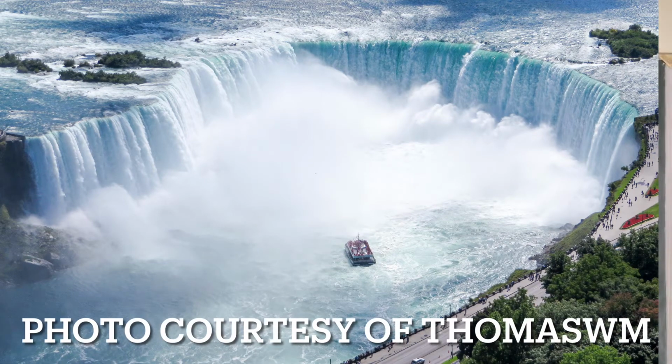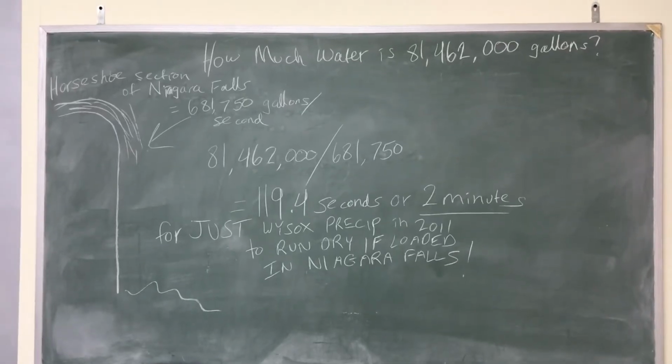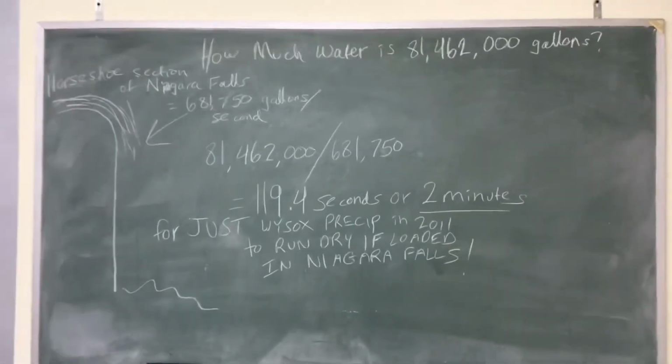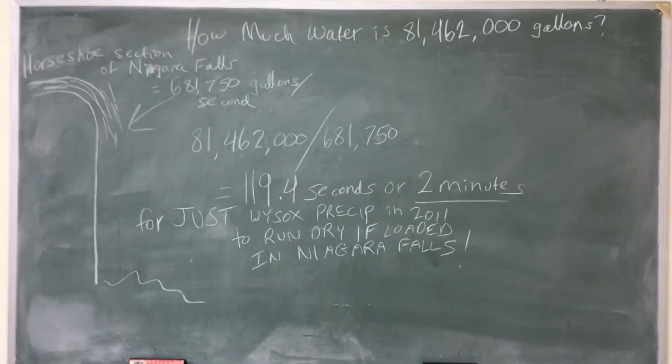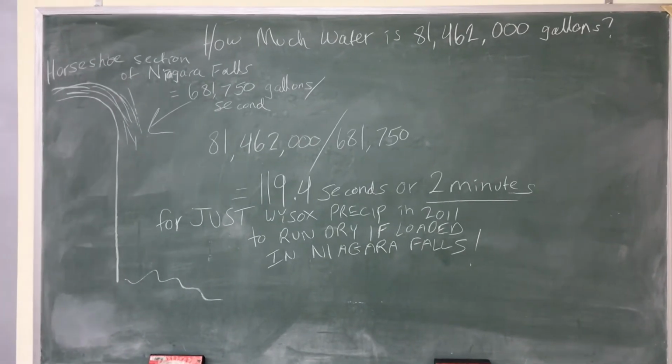If you look at the Horseshoe section of Niagara Falls, which is the Canadian side of the Niagara Falls, which is the most powerful section of the falls, has the most water going over it, there's roughly 681,750 gallons of water that go over those falls every second. All right, so if you take the amount of rain that we just calculated fell just within those 300 acres of impervious surface along the Golden Mile here in Wysox.